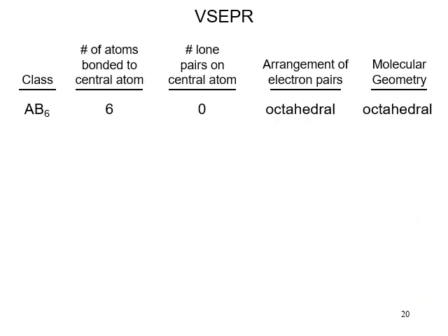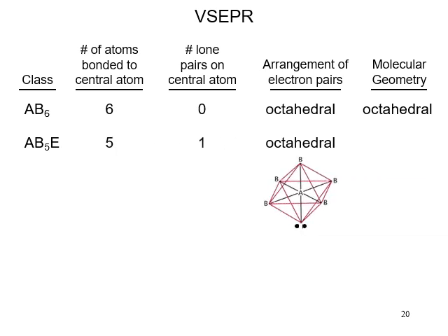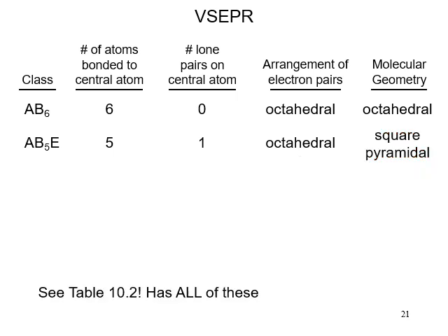Let's go to our last VSEPR class, which is AB6, and the derivations we're going to see. Octahedral is the arrangement of the electron pairs. But if we put one of them as a lone pair, the main shape is still octahedral for everybody, but now when one is a lone pair, it becomes square pyramidal. Now, I said I have on here, see table 10.2. It has all of these. It has all of the structures that we've been looking at.